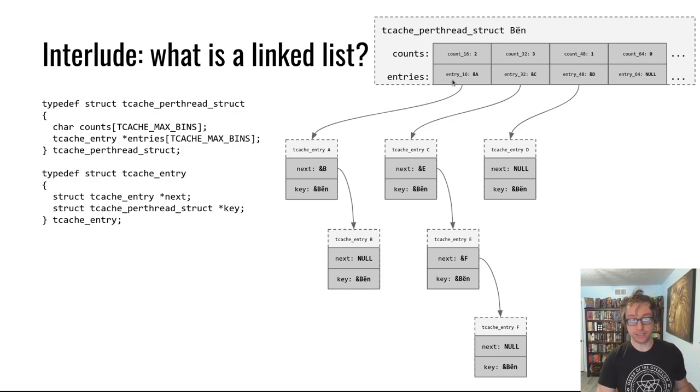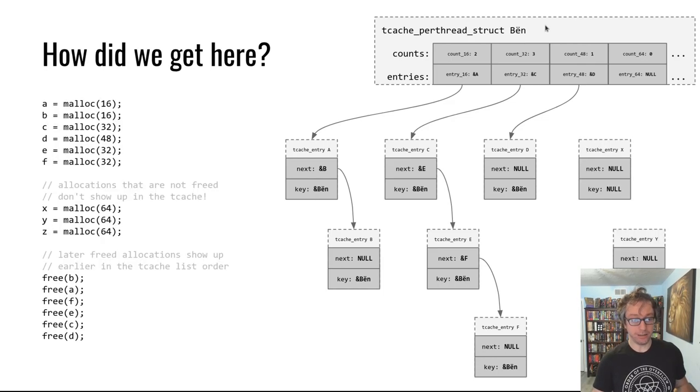So each of these entries is actually the allocation itself. When you free it, its data is reused to hold these pointers. The two pointers are going to be a pointer to the next allocation in that list and a pointer to the original structure, bwn here. Let's see how this is set up. All right, imagine this scenario, and I'll explain how this scenario gets to this view that we had previously.